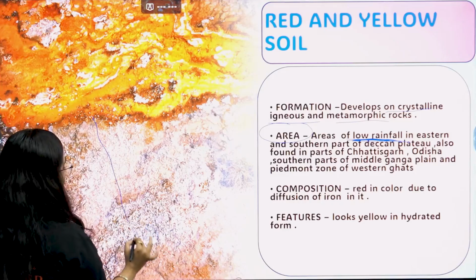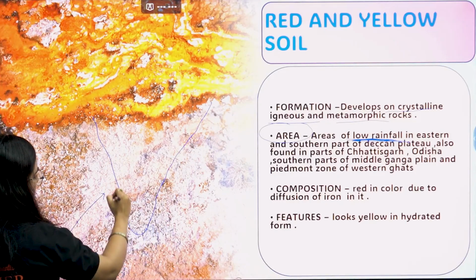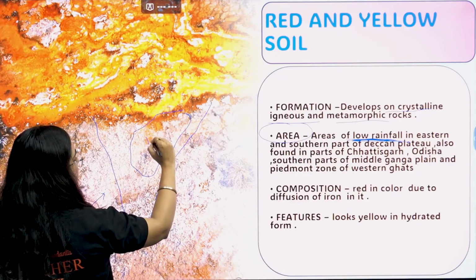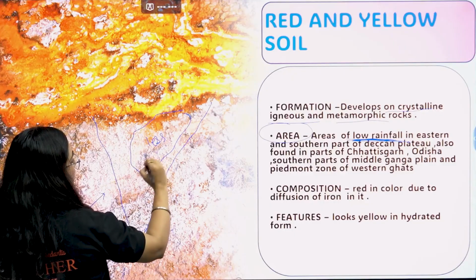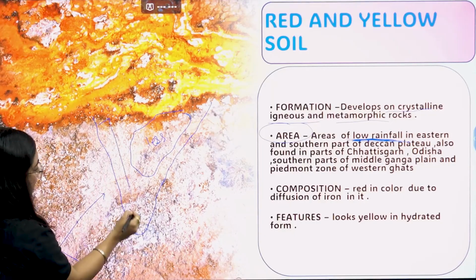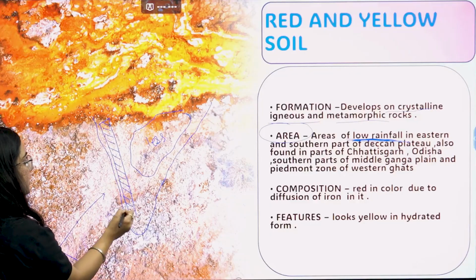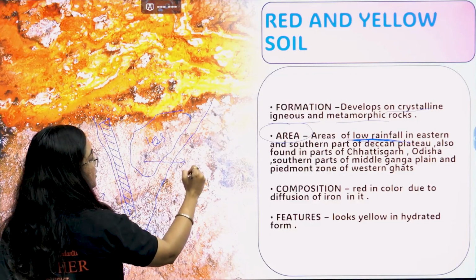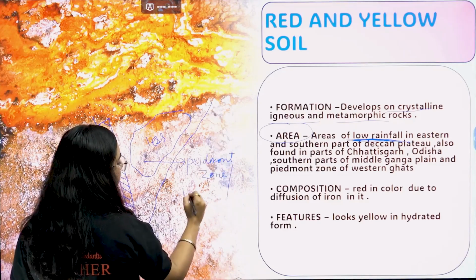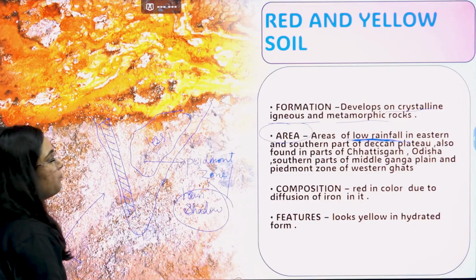Now see, for example, this is the Deccan Plateau. Air comes here and this region is the area of high rainfall. This region is the area of less rainfall because it is the Piedmont zone. What do we call it? The area which restricts the rain because of mountains. This is the Western Ghats. The Western Ghats restrict the rain in this region. This area is known as the Piedmont zone or rain shadow area. So in this area, red and yellow soil is found.